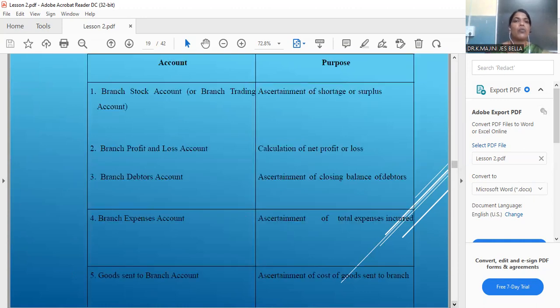You can see account and purpose. Account I give you, the purpose also I mention here. First, we can see the accounts. Branch stock account or branch trading account: ascertainment of shortage or surplus. Then branch profit and loss account: calculation of net profit or loss. Then branch debtors account: ascertainment of closing balance of debtors. Then branch expenses account: ascertainment of total expenses incurred. Then goods sent to branch account: ascertainment of cost of goods sent to branch.